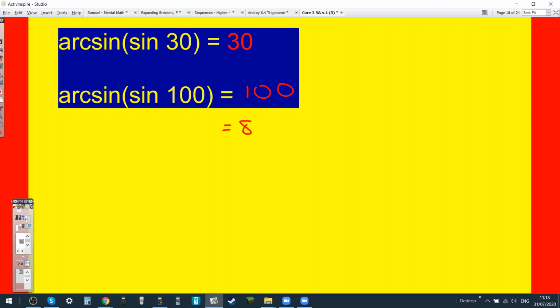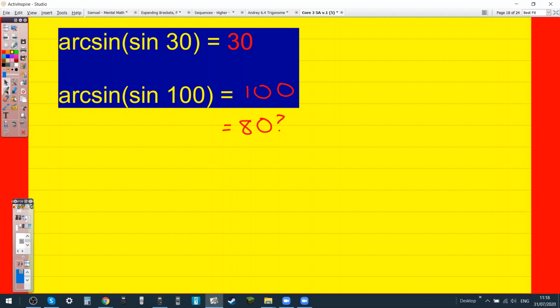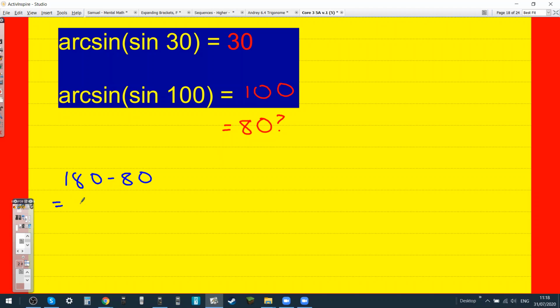80. What? How do you get the second answer for sine? Oh, right. So you do 180 minus 80. Yeah. Oh, no, 180 minus 100, sorry, all the way around. Yeah. No, 180 minus the first answer. Yeah, is 100. And so, yes.